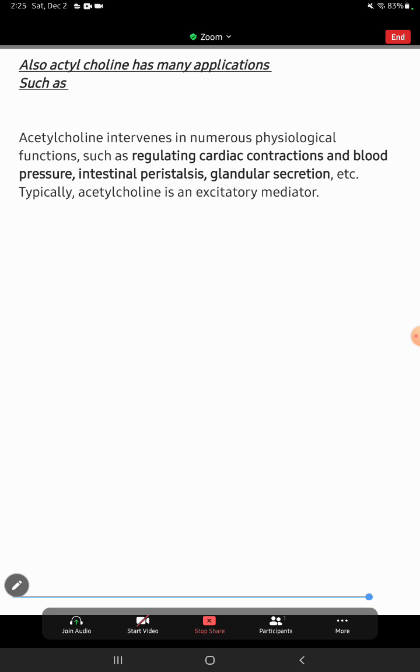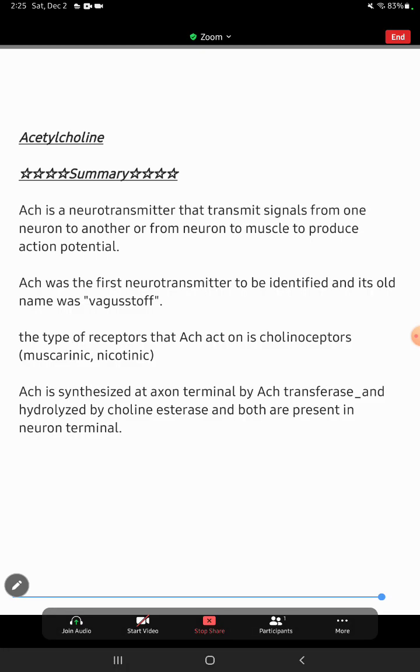Also, acetylcholine has many applications, as it intervenes in numerous physiological functions such as regulating cardiac contraction and blood pressure, intestinal and glandular secretion, etc. Typically, acetylcholine is an excitatory mediator. Here is the last summary of our whole topic.